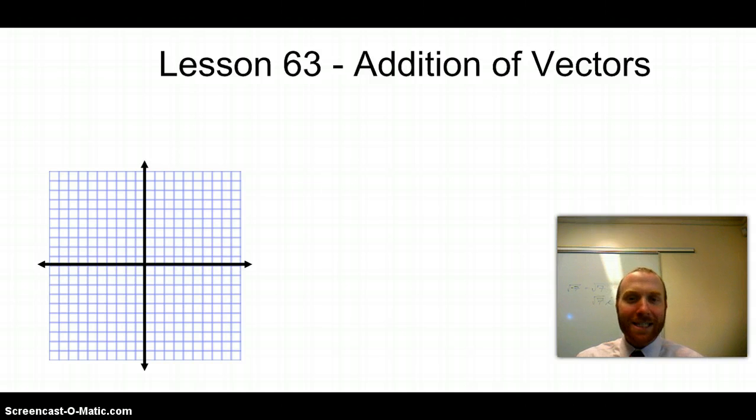Welcome to lesson 63, addition of vectors. You know the majority of the topics covered in this lesson. We are simply now going to be combining vectors, polar form, synonymous with each other, in questions that look just like this as we get started.